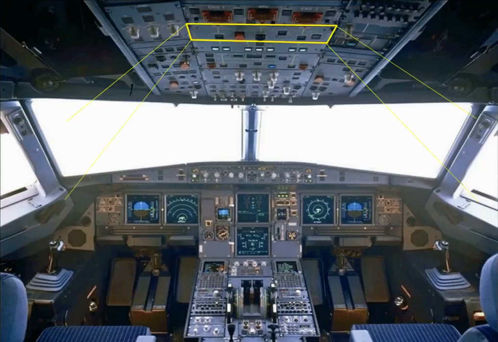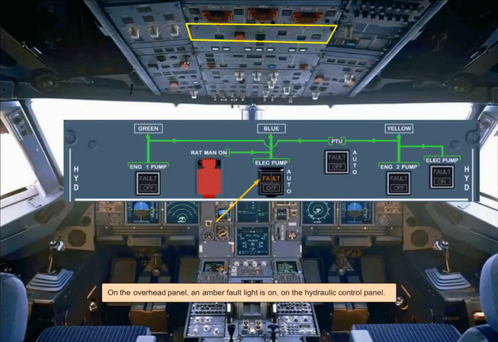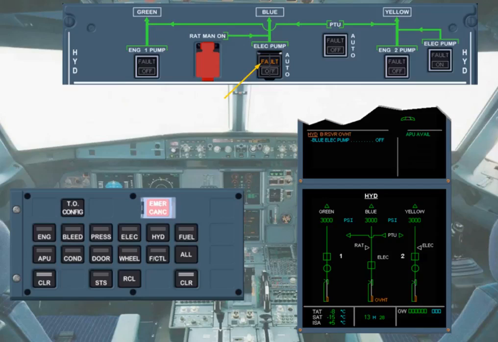On the overhead panel, an amber fault light is on the hydraulic control panel. This amber fault light on the hydraulic panel helps you to locate the switch to be operated. We will carry out the action for you.